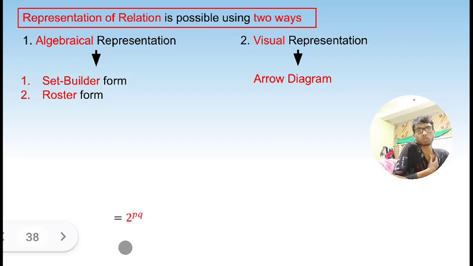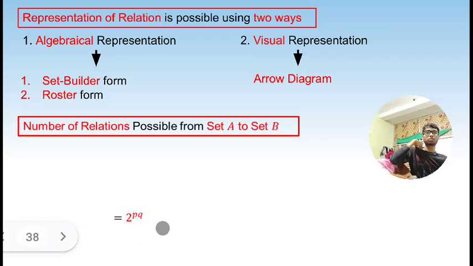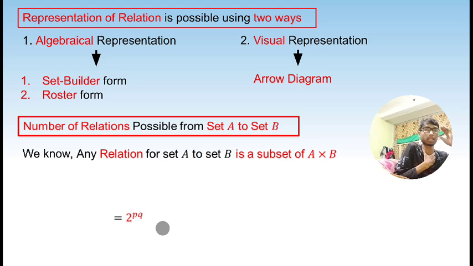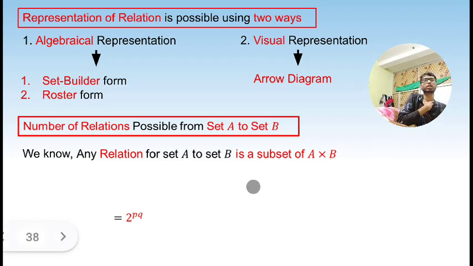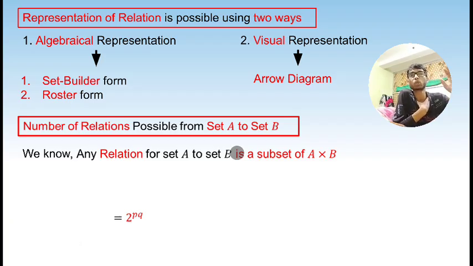Now we have 2 raised to the power pq, the number of relations possible from set A to B. We know any relation from set A to set B is a subset of A cross B. If you are taking a relation, it means your relation is a subset of the Cartesian product.